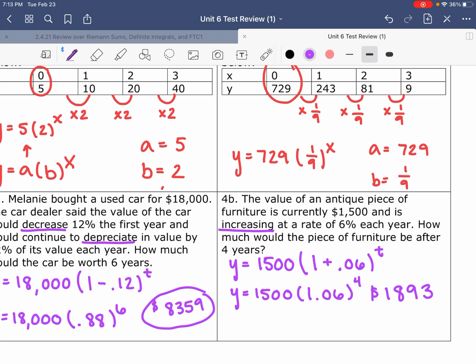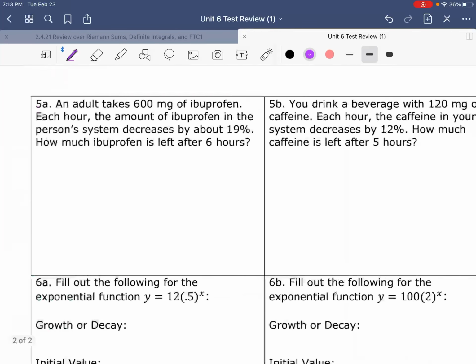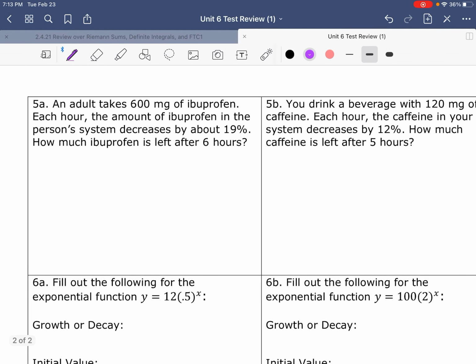And a good idea on these is to look at your answer choices and make sure it makes sense. So like this one, we knew it should have increased, and 1,800 is more than 1,500, so that makes sense. And then this car was 18,000, now it's 8,000, that makes sense as well. All right, on to number 5.